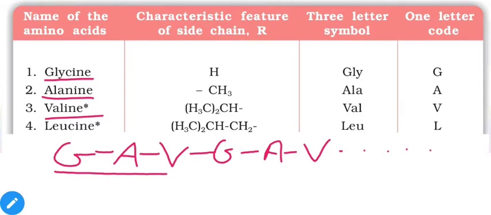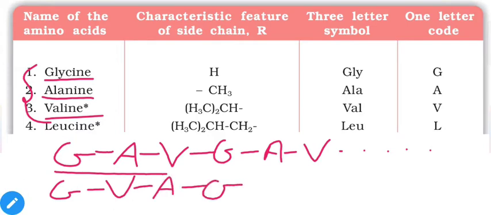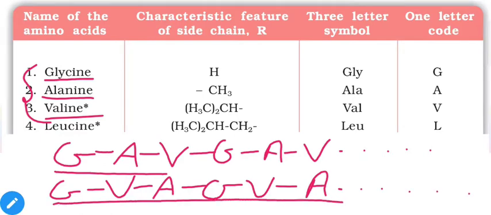Suppose we use the same three amino acids in a different sequence, for example like this: G, V, A, and the same type of repetition G, V, A is observed in the entire protein. Then this protein is completely different from the first protein. So that means not only the amino acids but their sequence is also important for a protein. If you change the sequence, then you will get a new type of protein.